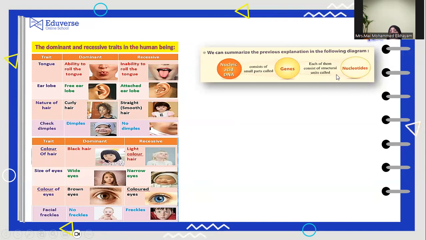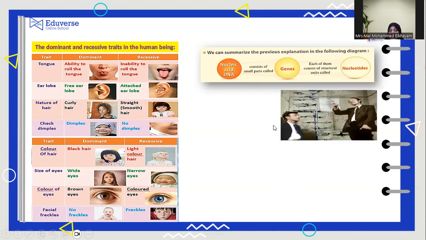We can summarize the previous explanation in the following diagram. This is how we can describe the genes and chromosomes. We all know chromosomes are made of what? Of nucleic acid DNA and protein. Parts of the DNA are called genes. Also, genes have smaller structural units which are called nucleotides. So nucleic acid DNA consists of small parts called genes, and in turn genes have smaller structural units called nucleotides.